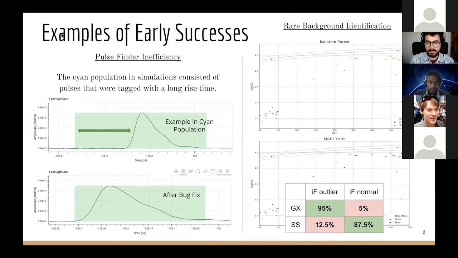So this is one of the examples, just to let you know, you are getting close to time. Okay, thanks.